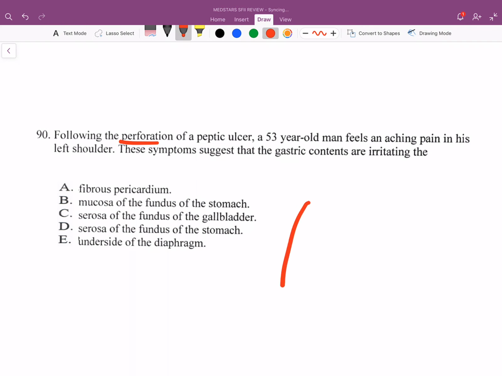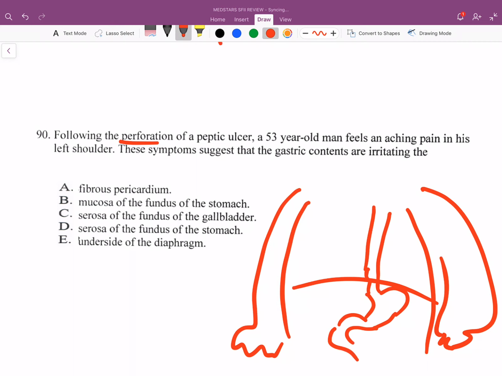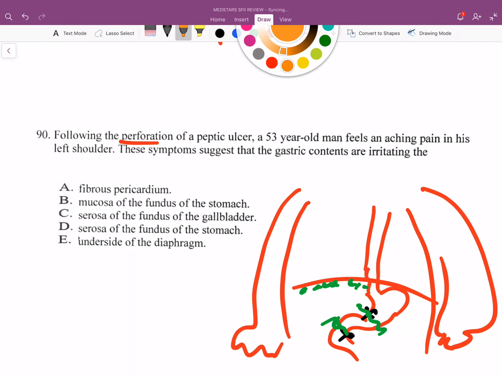One of those structures is the diaphragm, right? If your esophagus comes down here, and then it goes in, and then you have your stomach like this, and then you have your small intestine. If there's a hole, either from a gastric ulcer or a duodenal ulcer, all of this junk is going to seep out into your peritoneum, and it's going to irritate the diaphragm. What innervates the diaphragm? Good. The phrenic nerve.